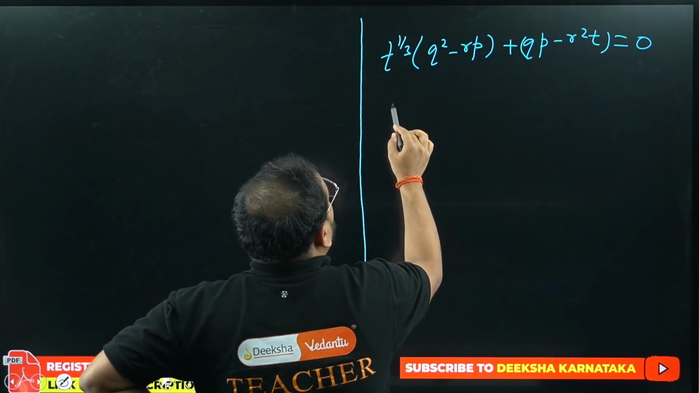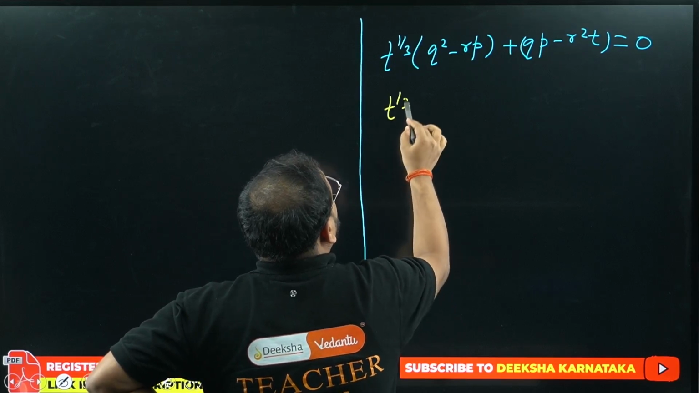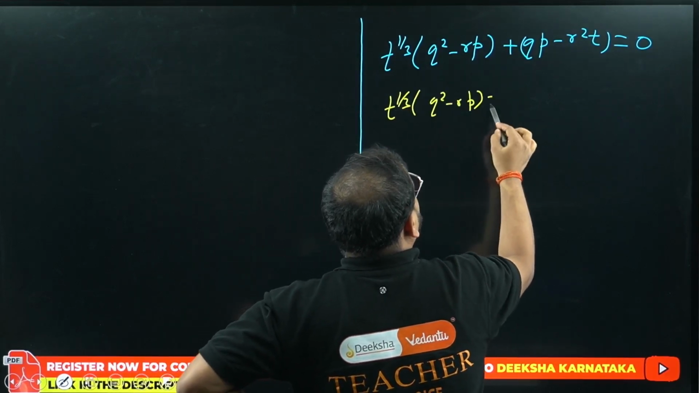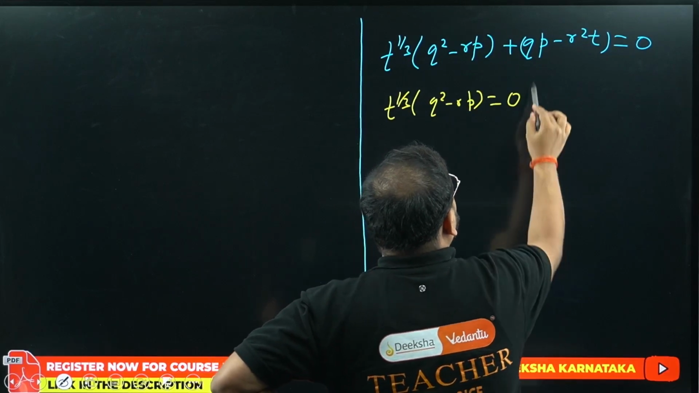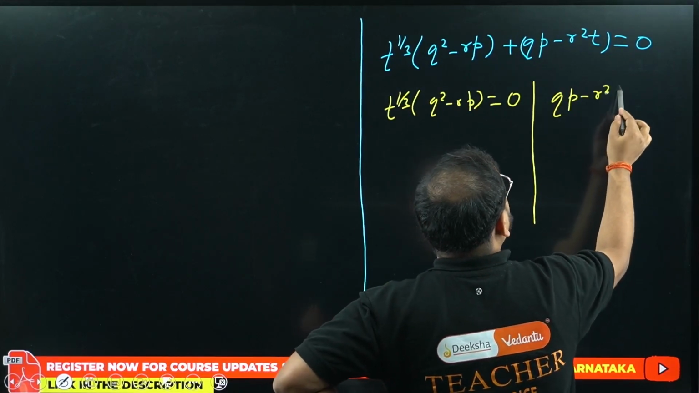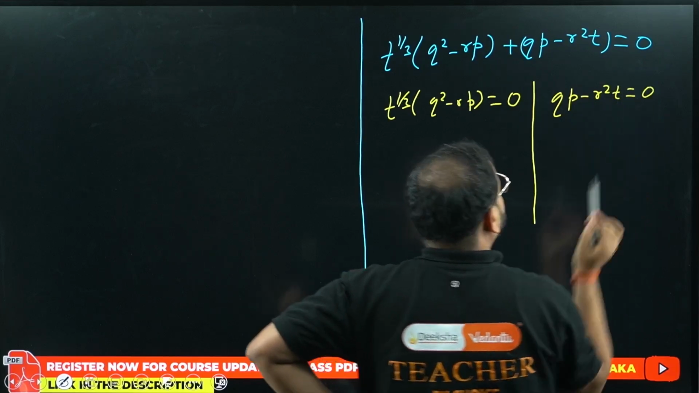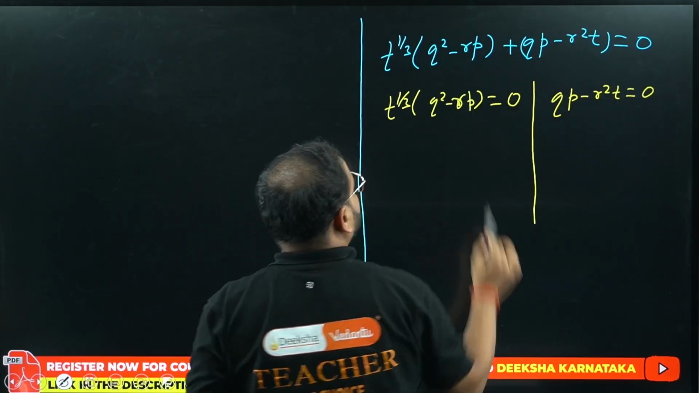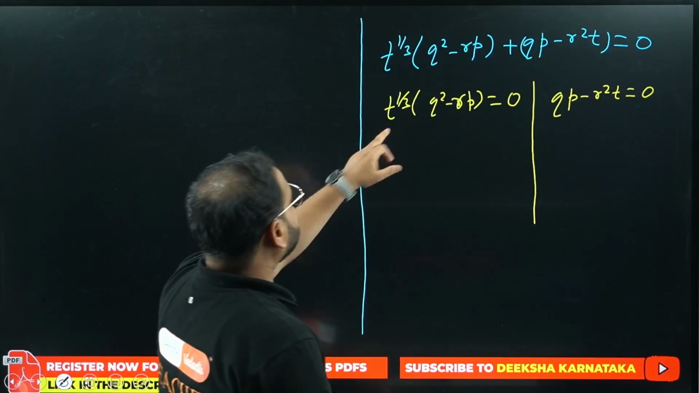Please have a look. I can write t power 1 by 3 into q square minus rp equals to 0 for the first one. For the second one, what I can do? qp minus r square t equal to 0. Okay, now look at this part. This is rp. Okay, this is rp. Look at this part. What is this number?